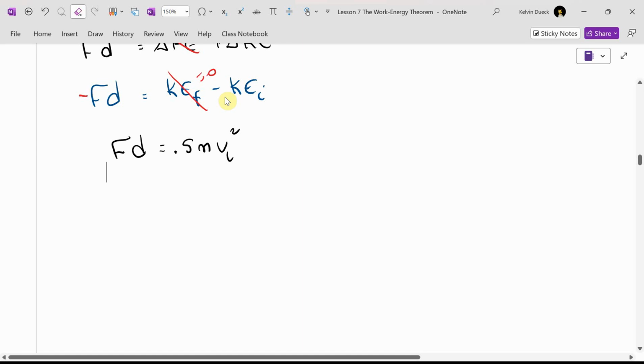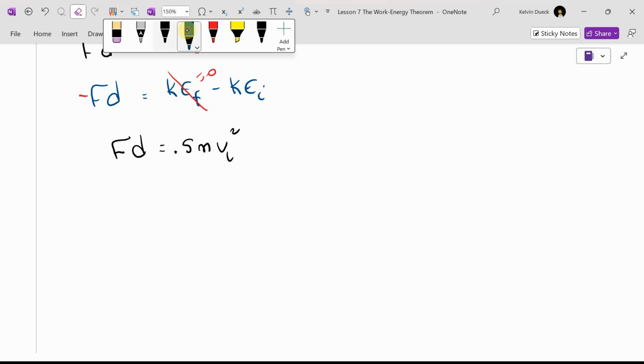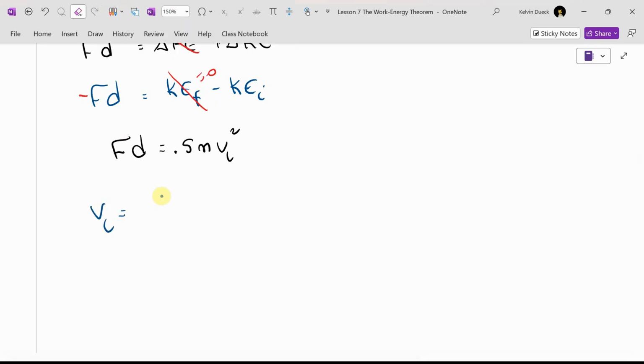Get the v by itself. Divide the m and also divide the 0.5. That's going to give me a v squared. If you want to find the initial speed, it's going to be the force times the distance divided by 0.5 m, square root. Which force?